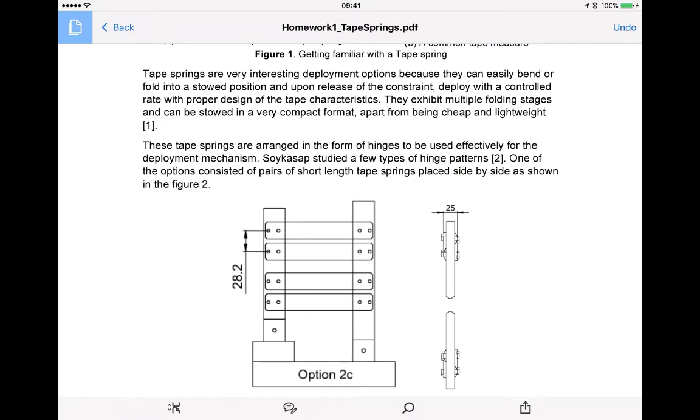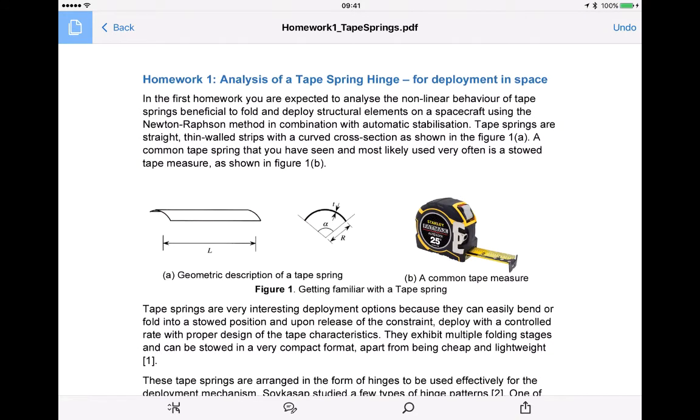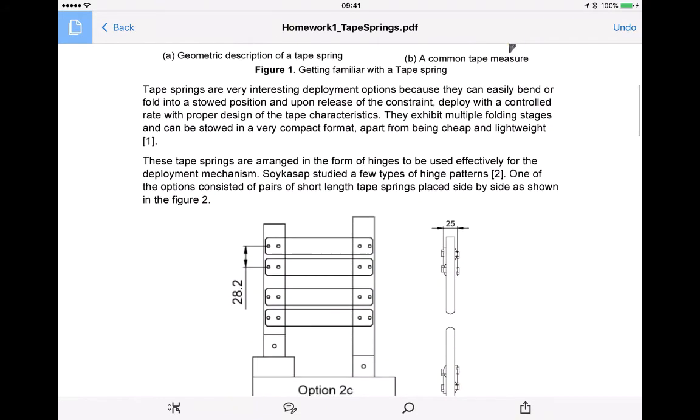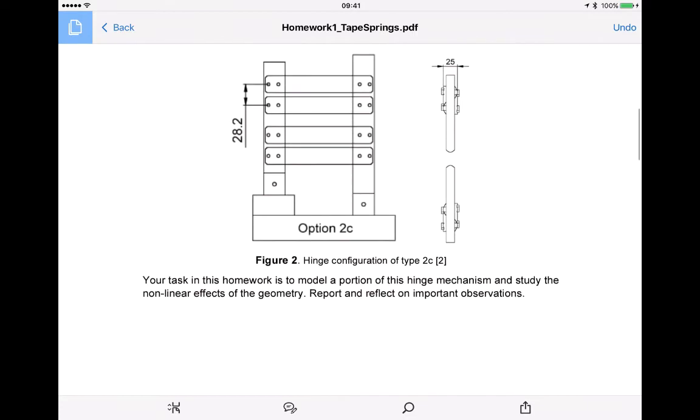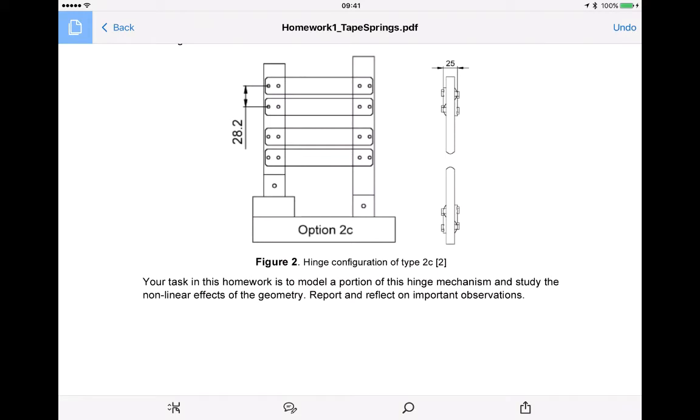The idea is to use 2 of these tape springs in your model. The tape spring generally will look like this on the left, and you use 2 of these tape springs with a particular arrangement as shown here. In this case, they are opposite to each other at a distance of 25 millimeters, as you see on the right. You want to put the 2 of them in such a way that you have the right boundary conditions, the right constraints applied between them. When you load them, you should be able to study the nonlinear effects of the geometry.